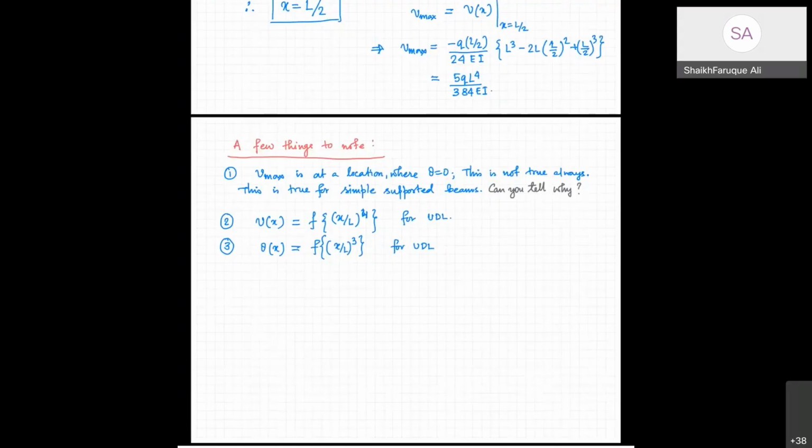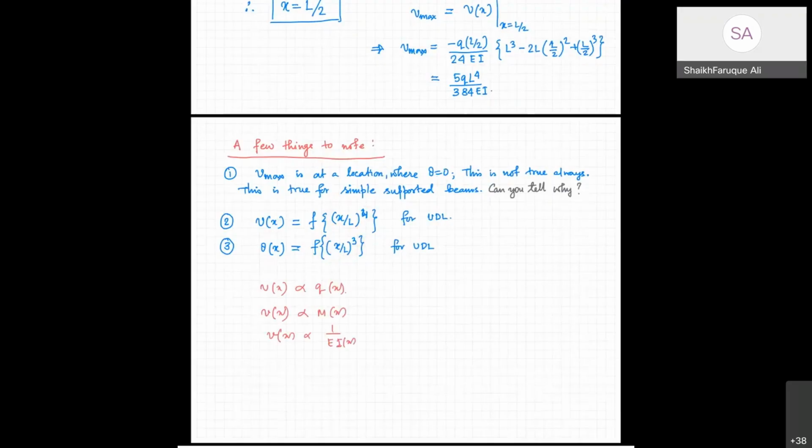V of x is a function of x by L whole fourth, and theta of x is a function of x by L whole cube. And as I said, V of x is proportional to Q. V of x is proportional to m of x. V of x is inversely proportional to EI.